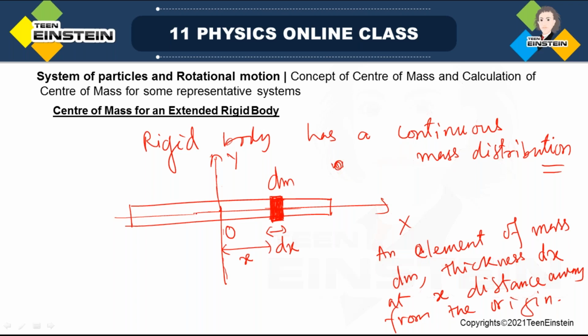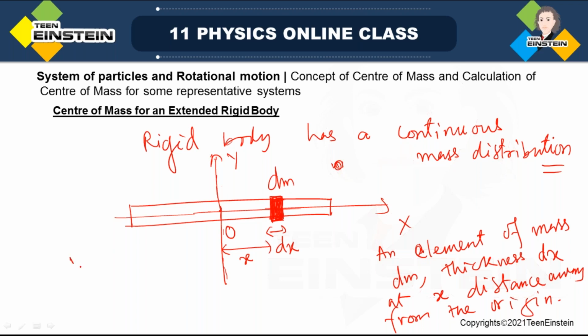So in this case, you know how to find it out. How do I take this element? You should think that if this particular element is piled up, you take a large number of small elements like this and add them up, you get this bar. So you can think the bar can be thought of as such thin elemental mass distributions, having mass delta m and thickness dx, situated at x distance away from the origin.